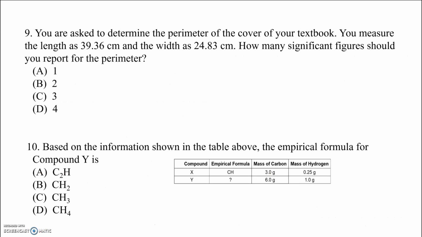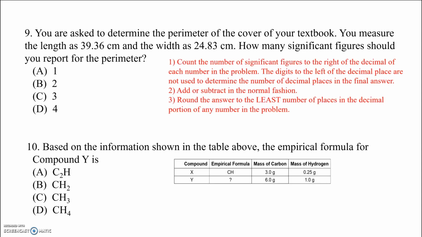Number 9, you're asked to determine the perimeter of the cover of your textbook. You measure the length and the width, and how many sig figs should you report for the perimeter? Now, perimeter is just the sum of the lengths of the sides. So I've got 39.26, I've got 2 of those, and 24.83, 2 of those. And the question is not asking you what the number is. The question is asking you how many sig figs.